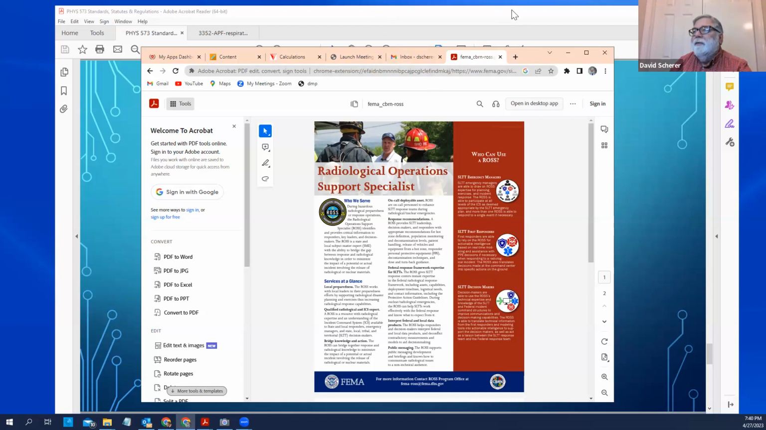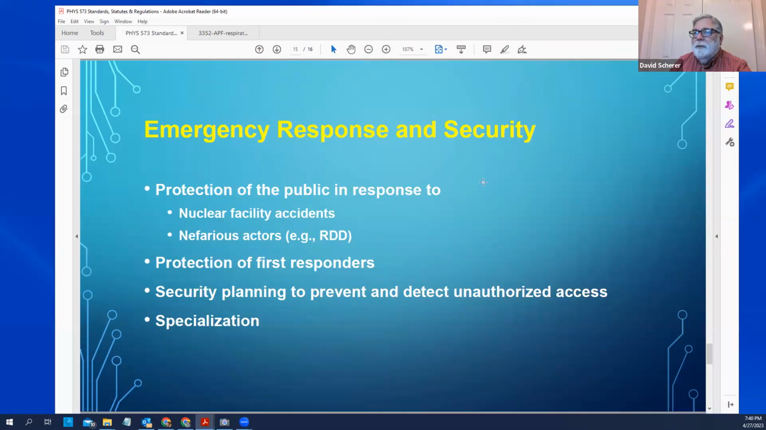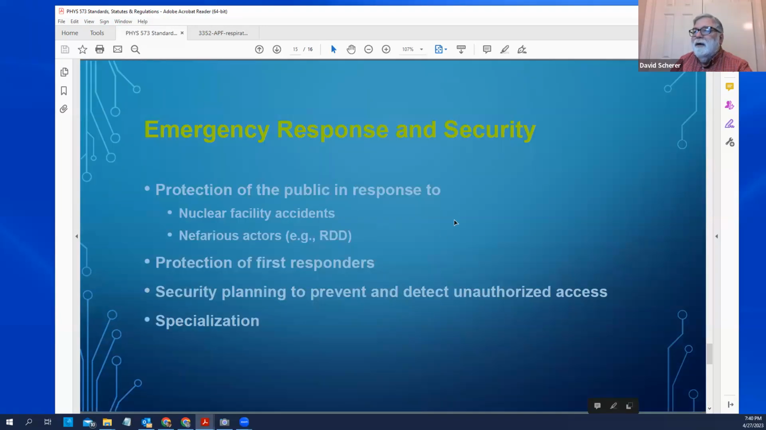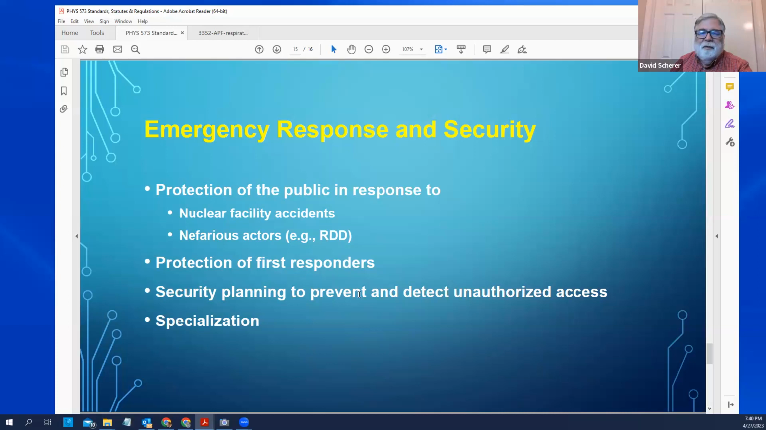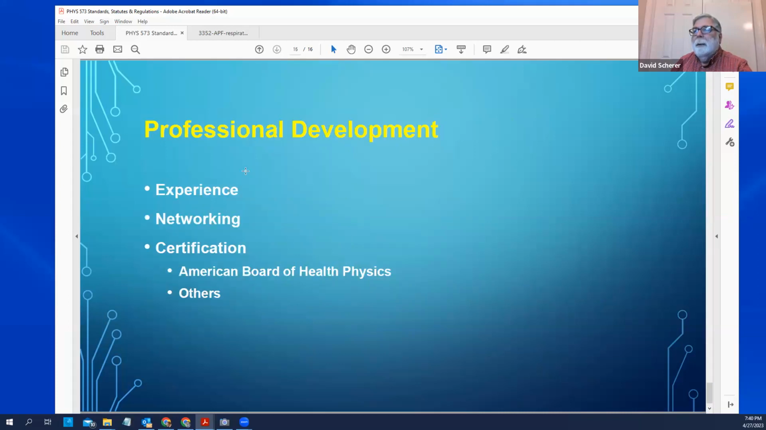We have a program that's intended to train people for emergency response. In addition, this program works in terms of security planning, of preparing, understanding methods to prevent people from gaining access to radioactive materials, people who should not have such access. And so there will eventually be courses in both emergency response and in security for this specialization.